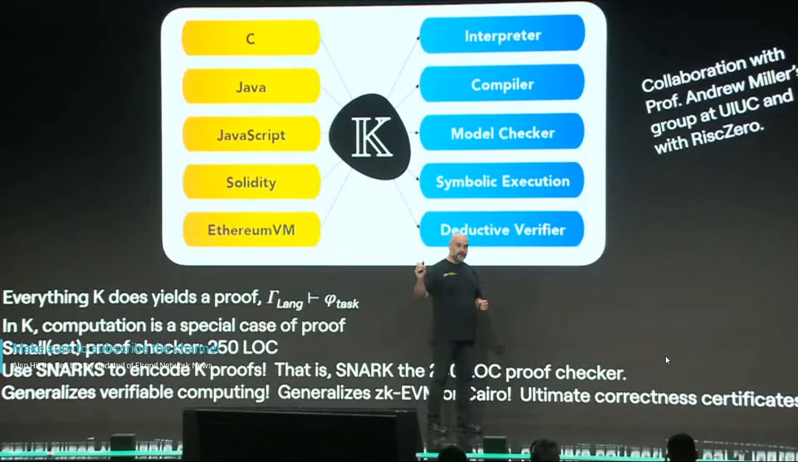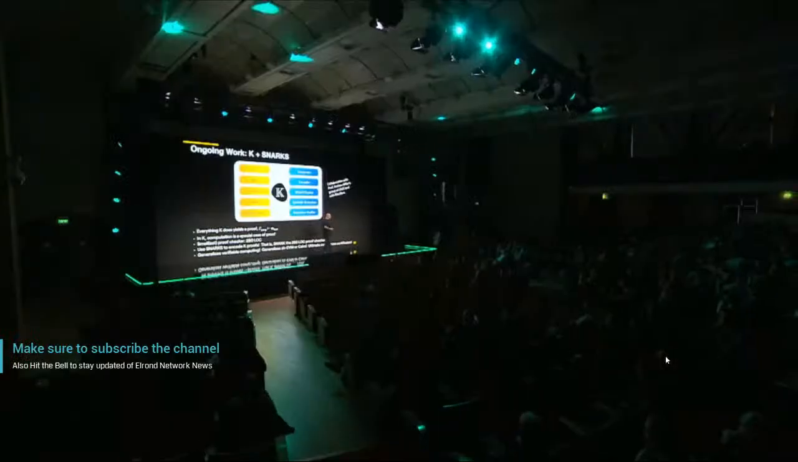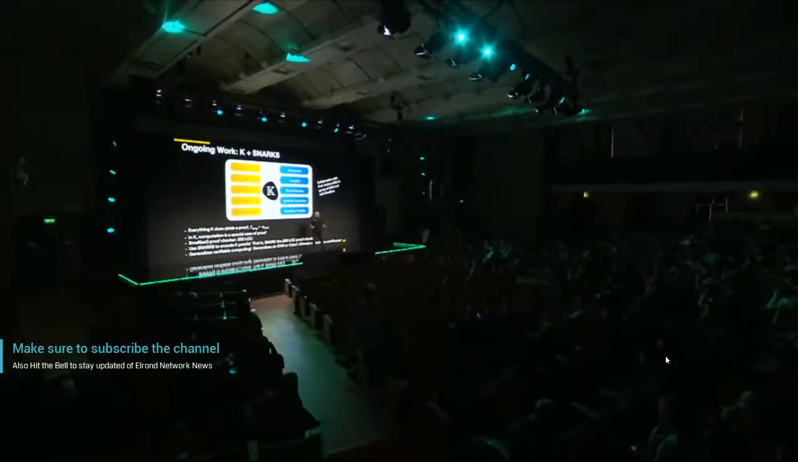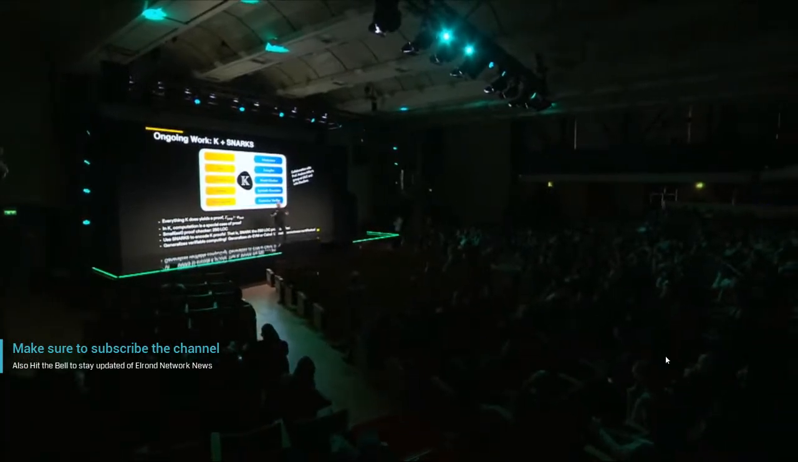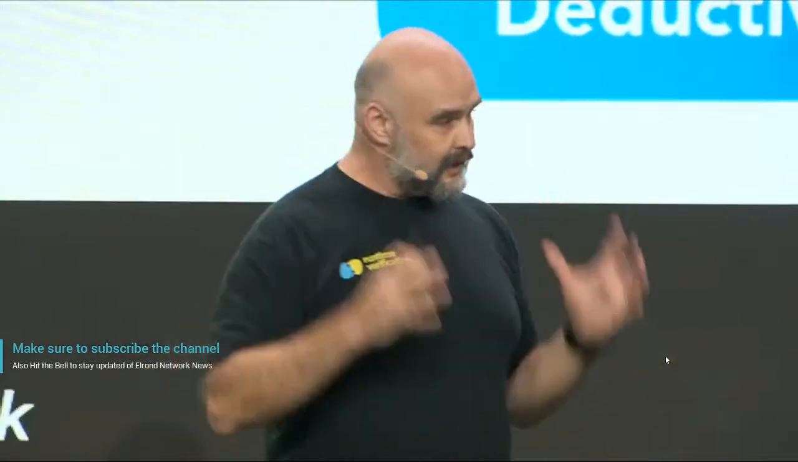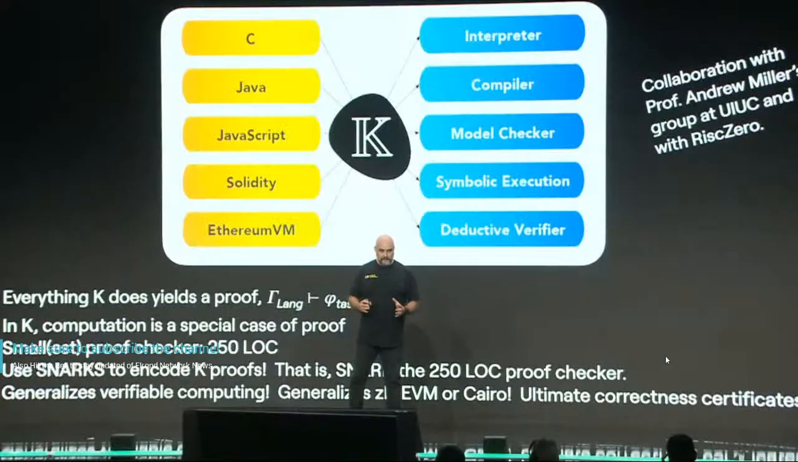So I would like to make a big claim now that this program could be the most important program that we've ever written. Because with this program, you can check everything that happens on any of our computers, phones, blockchain, everything, everywhere. So here's an idea that we started working on. Let's snark this proof checker. Okay? Only 250 lines of code. Let's snark it.